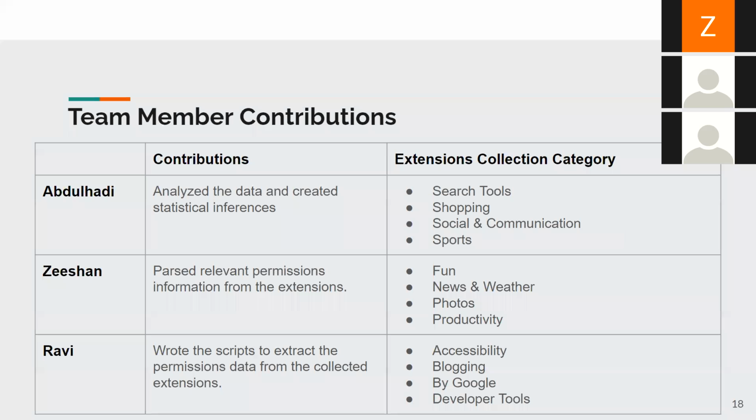As for our contributions, I analyzed the data and created the statistical inferences. Zishan parsed relevant permission information from the extensions, and Ravi wrote scripts to extract the permission data from the collected extensions' manifest files. Finally, each of us took 4 different categories of extensions to evenly divide the manual labor of collecting and downloading these extensions.